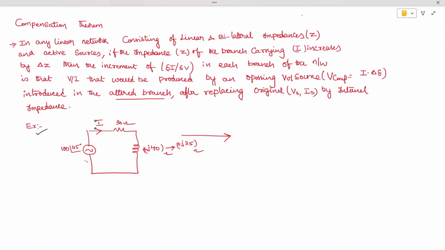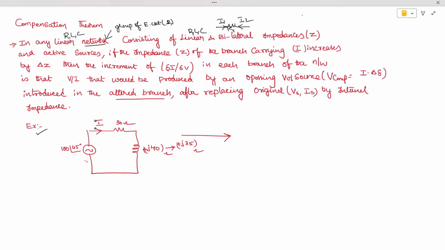What this theorem is saying is that if in any linear network, linear means it should consist of R, L, C elements. Network means more than one closed path or group of electrical circuits, I mean two electrical circuits is called a network consisting of linear elements. Linear means, as I already told, R, L, C consisting of bilateral elements. Bilateral means which make the current flow in the forward direction as well as in the reverse direction.